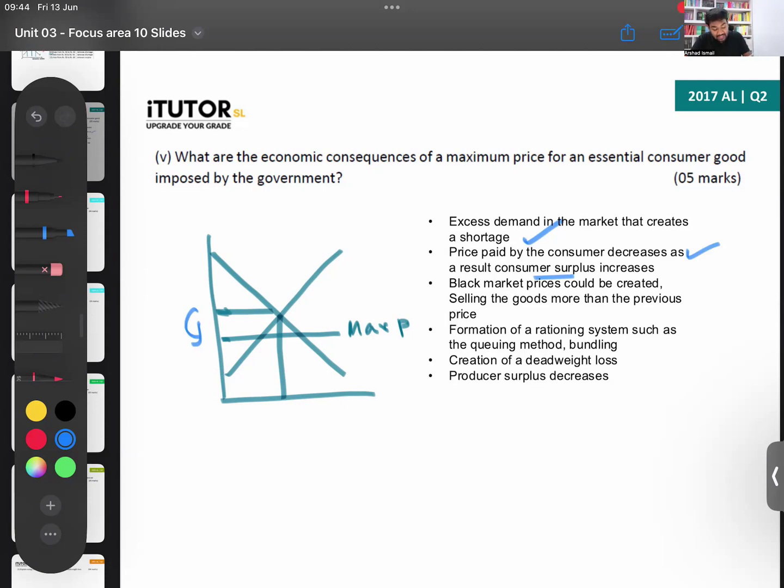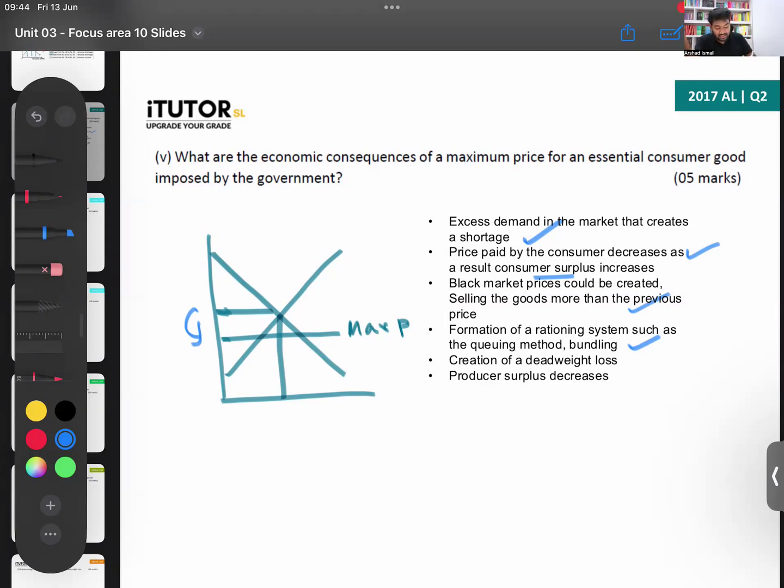I am saying there could be the emergence of black market prices, where, because of a shortage of goods, producers might try to sell it at a higher price. Then, because of the shortage, you'll have to have some sort of rationing techniques like the queuing method, bundling with other goods, coupons, ration cards. All of that can come into play. There could be bribes.